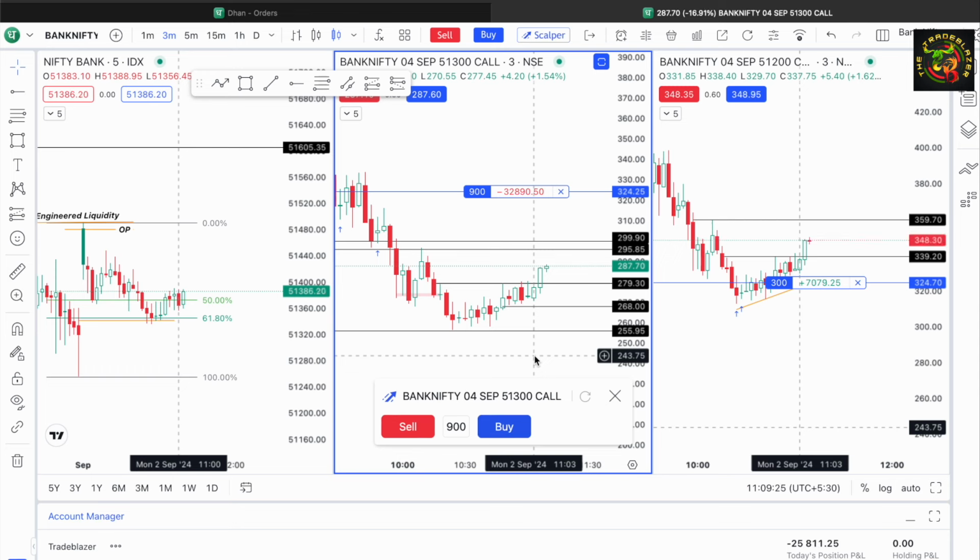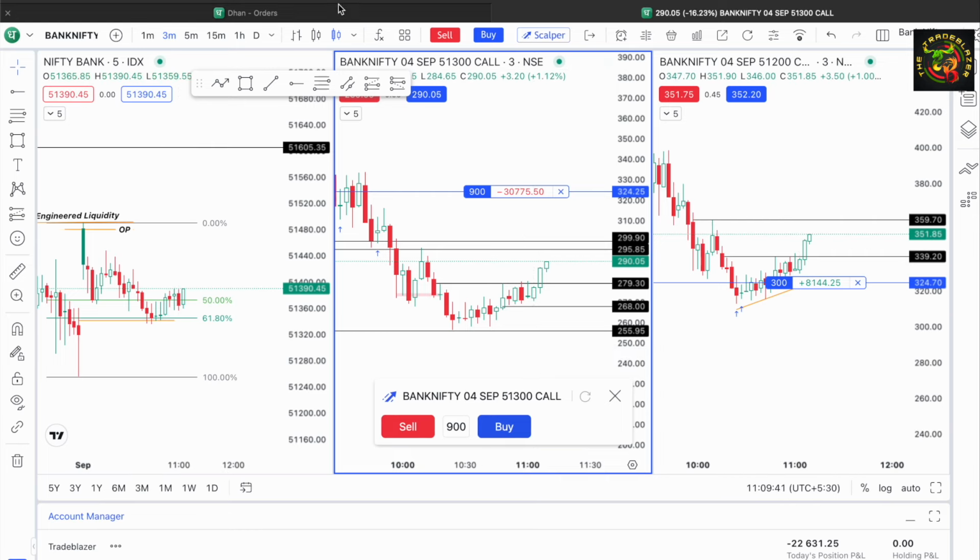So I have added the 51,200 strike price, which will obviously have a high probability of giving more profit, right? We'll see how this trade goes on from here.